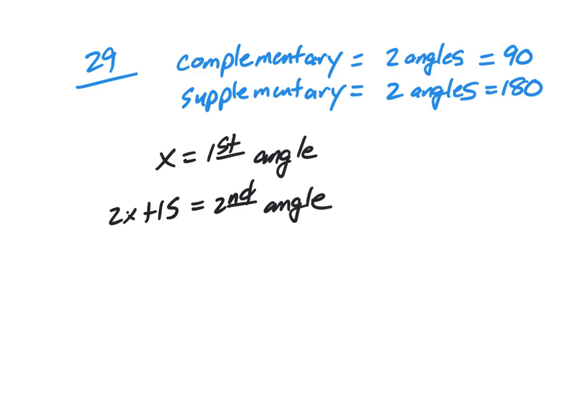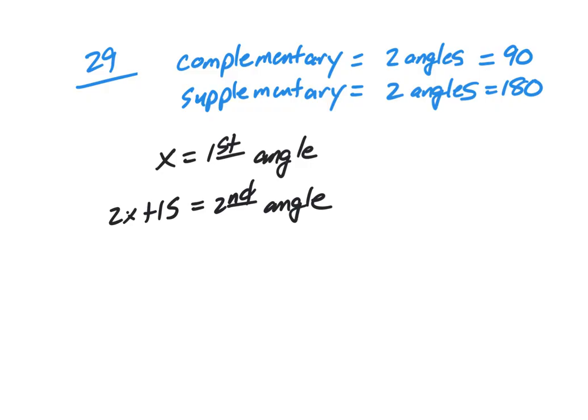Okay. 15 more than twice the other angle. This satisfies the twice, and then 15 more than that. Those are my 2 angles. And what we set up here was complementary means 2 angles that add up to equal 90. So I have an expression for both of those angles.